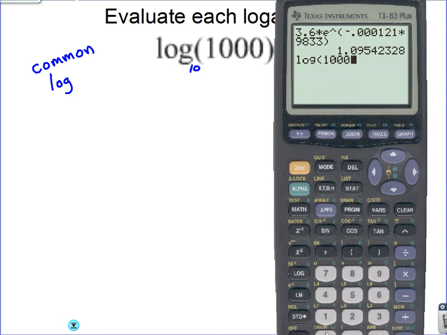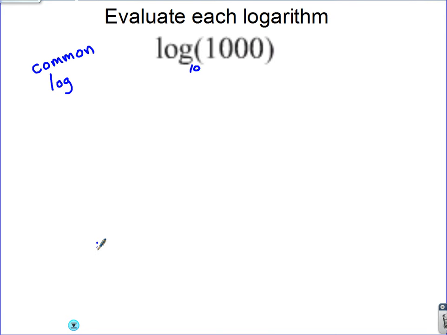Log 1,000. It's 3. But you really don't have to type it in, because all you're asking here is 10 raised to what, because again, the base is 10. 10 raised to what power is equal to 1,000? Well, 10 to the first is 10, 10 to the second is 100, 10 to the third, 1,000, right? So that's the reason it's equal to 3. 10 to the third power does equal 1,000. We follow how to evaluate logs. Ask questions if you got them. Good?